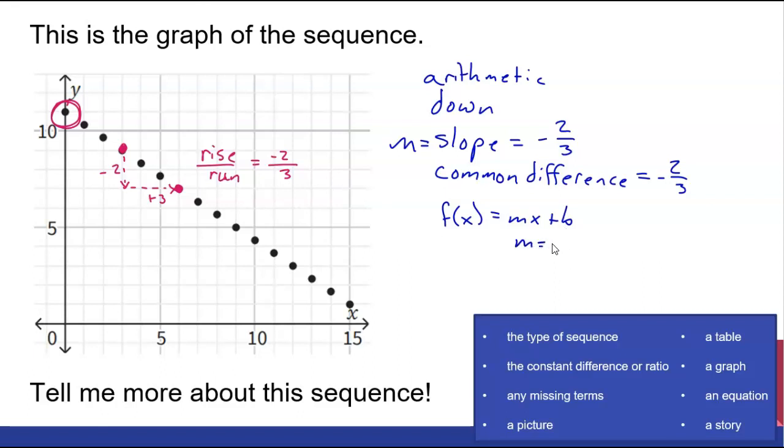So m is negative 2/3. B is 11, and our overall equation will be f of x equals negative 2/3 x plus 11. So from that graph, just by itself, we've got the type of sequence, the common difference, the slope, the y-intercept, and an equation. Amazing!